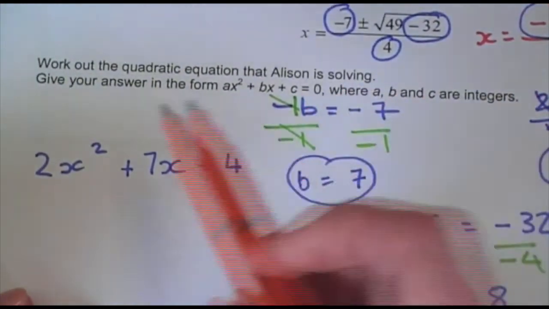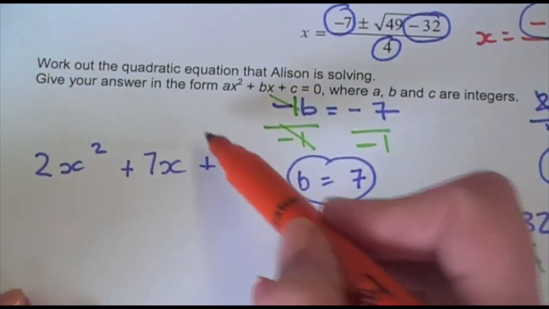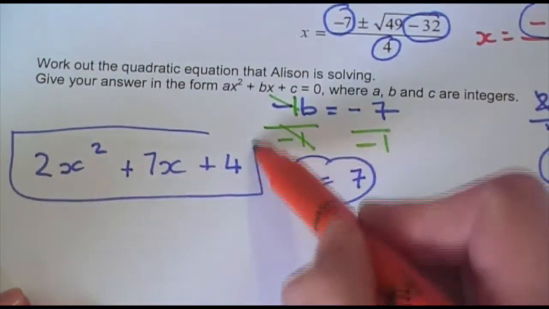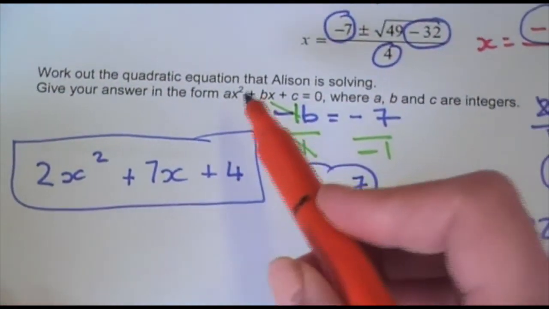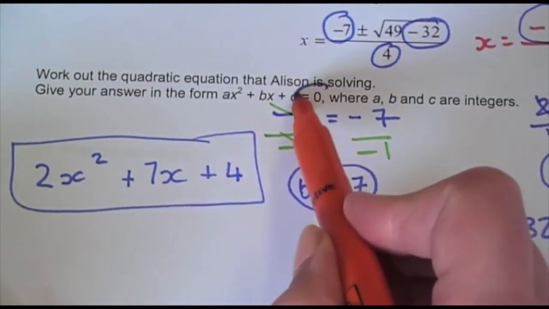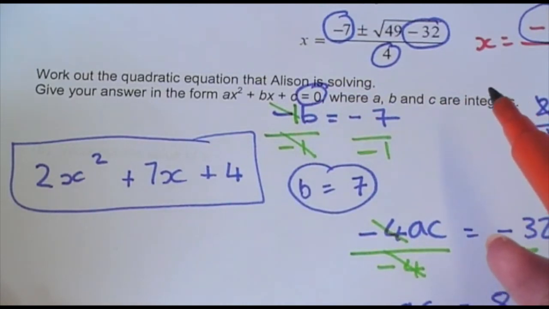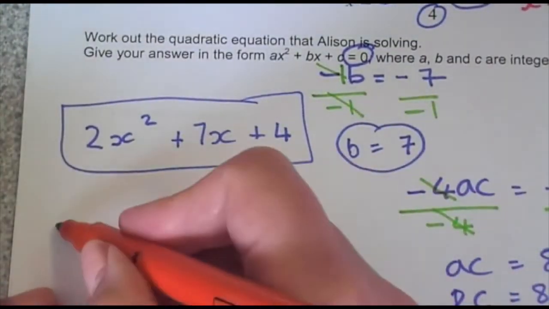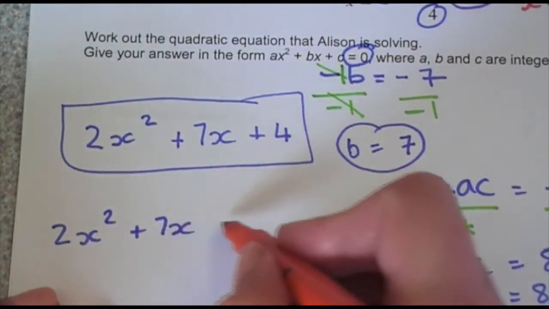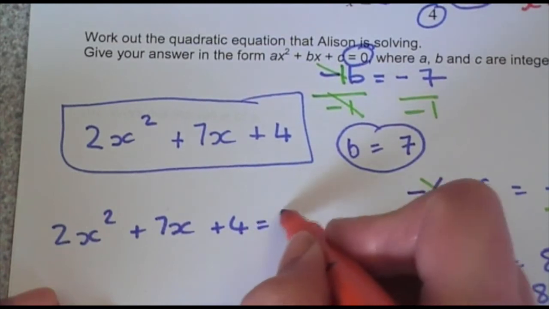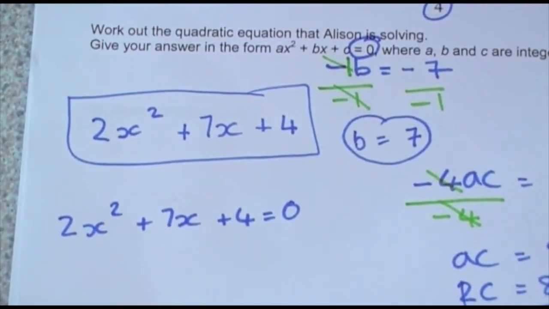And they did ask you to work out the quadratic equation Alison is solving. At the moment, there isn't an equation, it's not equal to anything. I need to remember that I want it in the form of ax squared plus bx plus c equals 0. So I am just going to make sure I've written that out, equal to 0. 2x squared plus 7x plus 4 equals 0. I really like that question.